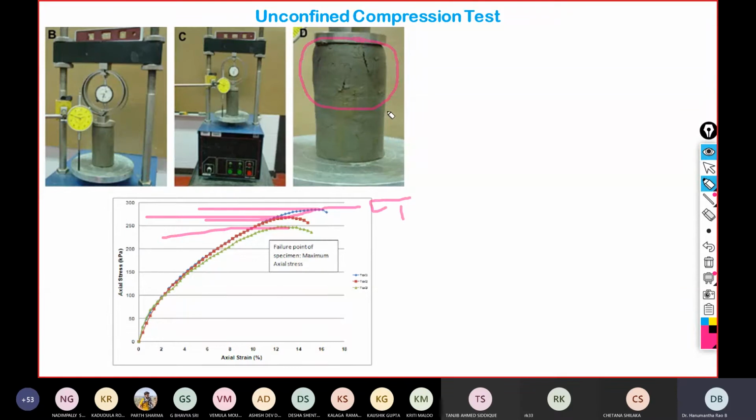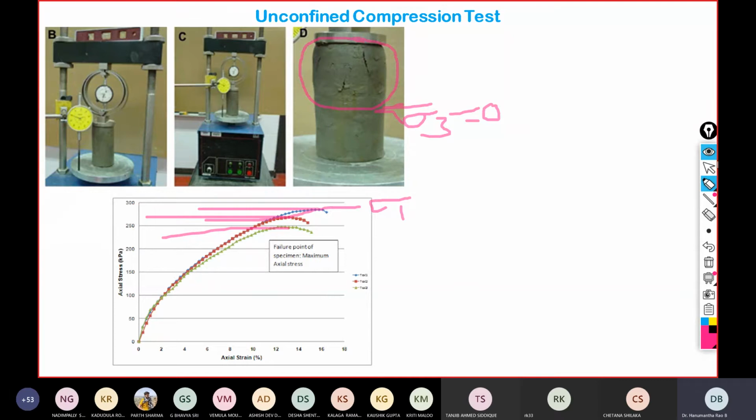But what about the sigma 3? The sigma 3 is 0 because there is no confinement. Since there is no confinement, sigma 3 is 0. Sigma 1 is obtained from the stress strain relationship. Now I know sigma 1, I know sigma 3.